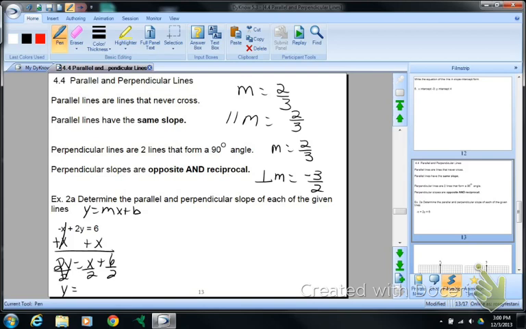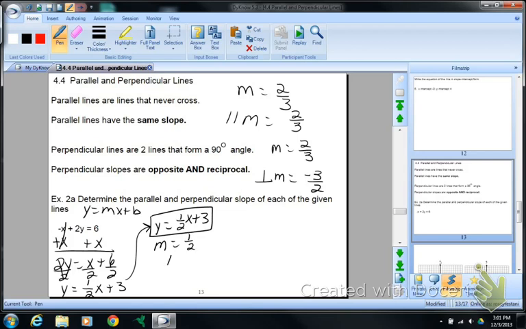So what number is in front of that x? A 1. So that's 1/2 x plus 3. So what is the slope of this equation? 1/2 x. So the equation of this line is y equals 1/2 x plus 3. The slope of this equation is 1/2.